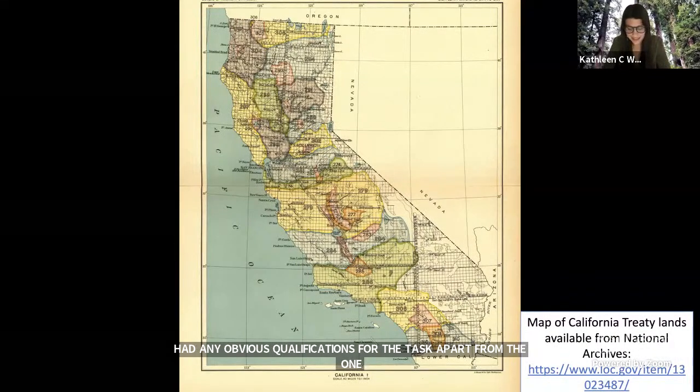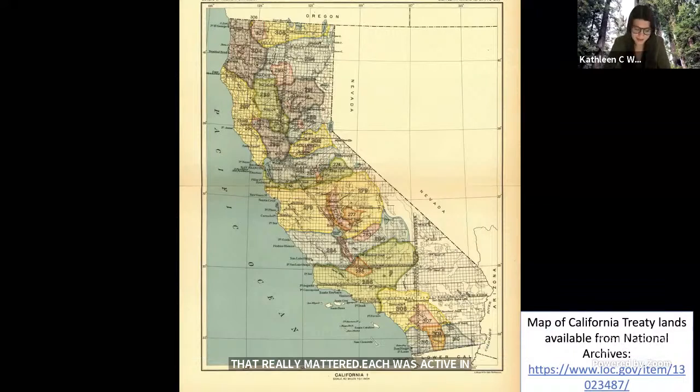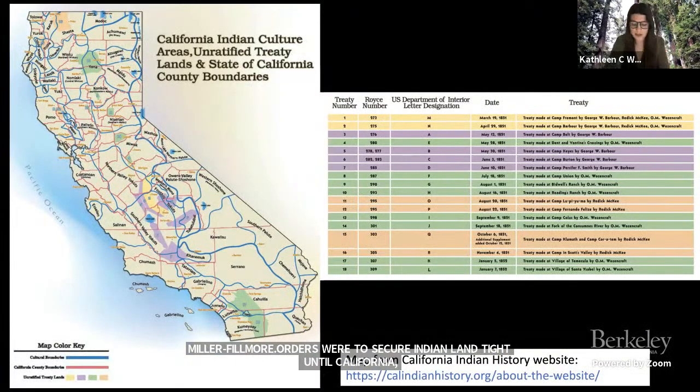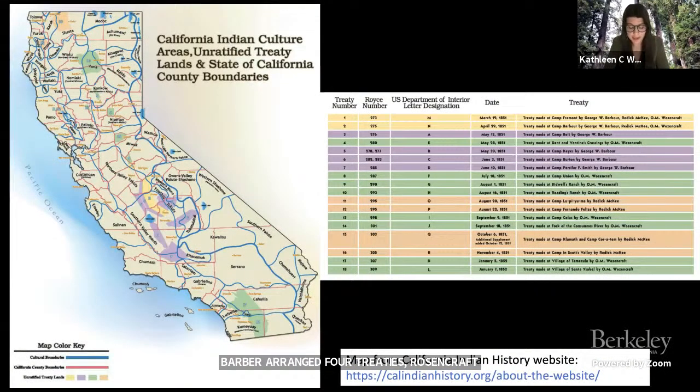Each was active in his state's Whig Party, the party of President Millard Fillmore. Their orders were to secure Indian land title in California. Barber arranged 4 treaties, Wozencraft arranged 8, and McKee 4. The first and second treaties were negotiated by the commissioners acting together as a board.